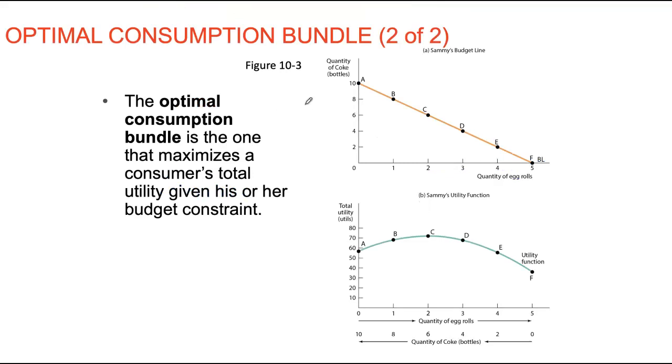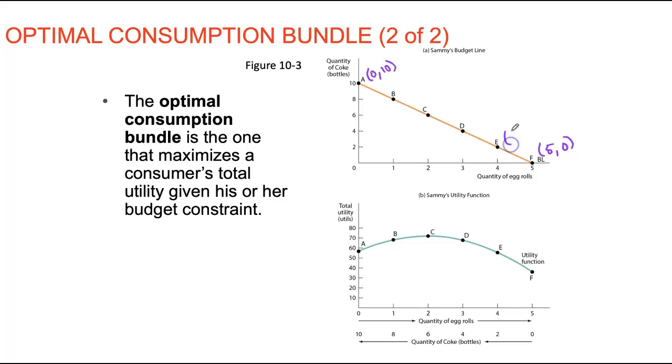So I have all of my consumption bundles that I listed out earlier as well on my budget line. Bundle A is where you're consuming only Coke and 0 egg rolls. And bundle F is when you're consuming only egg rolls and 0 Coke. All these other bundles, B, C, D, and E, have some combination of both goods.